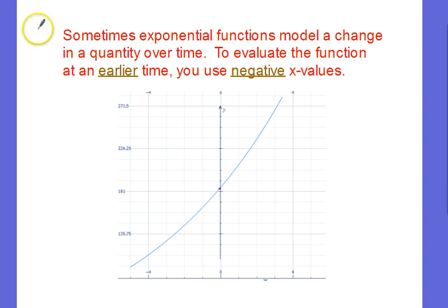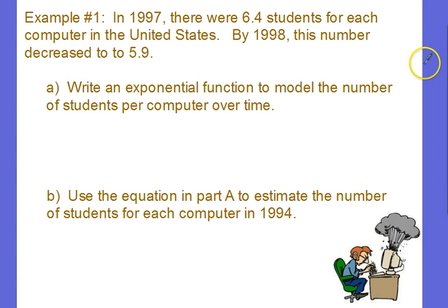Still following along in the note packet, we're going to go ahead and try example number 1 now. Example number 1 basically says that in the year 1997, there were 6.4 students for each computer in the U.S. But by 1998, this number had decreased to 5.9. So there were less students per computer. Nowadays, most districts want to go 1-to-1, or a lot of places want to have one student per computer. But back in 1998, these were the ratios that we were dealing with.